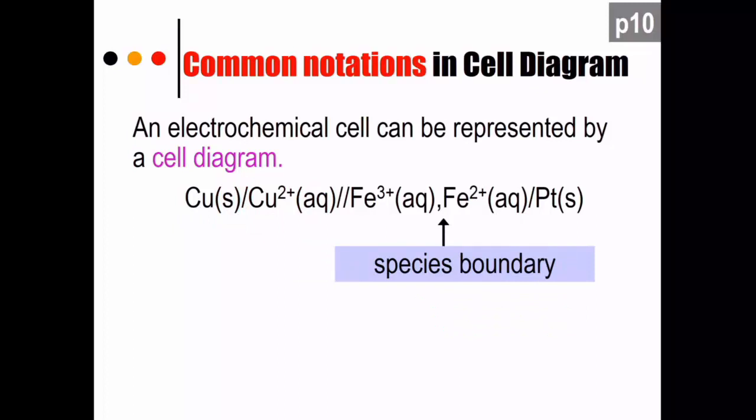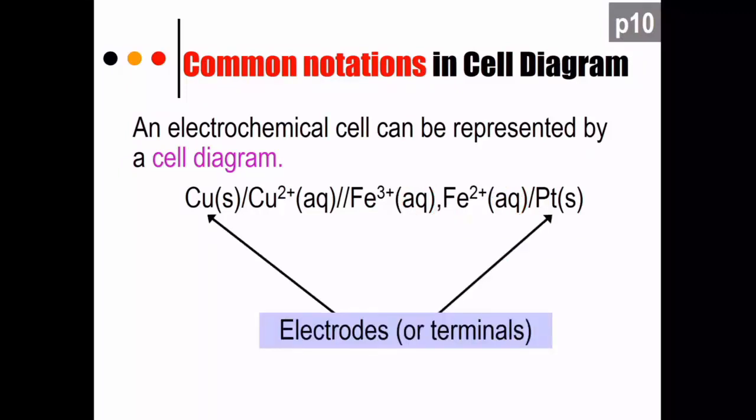Next, comma. How come I'm using a comma here? Now, a comma is used to separate two species of the same phase. Can you see the Fe3+ and Fe2+ are both in the aqueous state? So, if they are of the same phase, you separate them using a comma. Then, what is also important here is your electrode, because each half cell has an electrode. So your electrode is always at the end of your cell diagram, at the two terminal ends for each half cell.